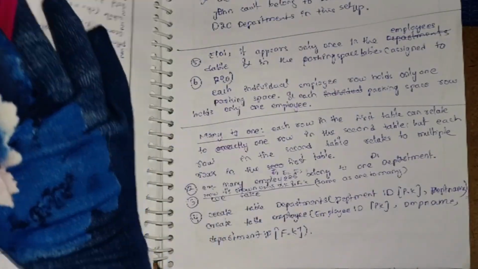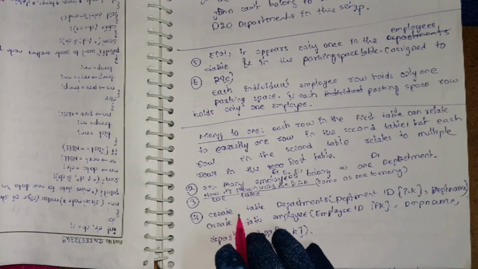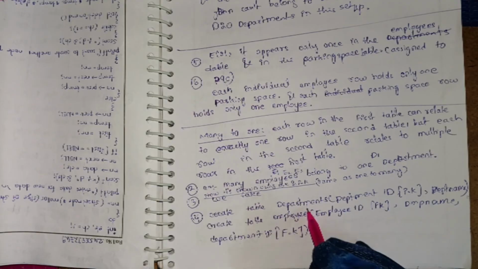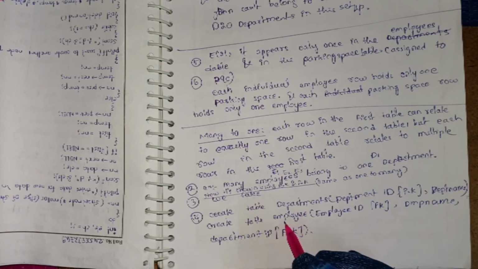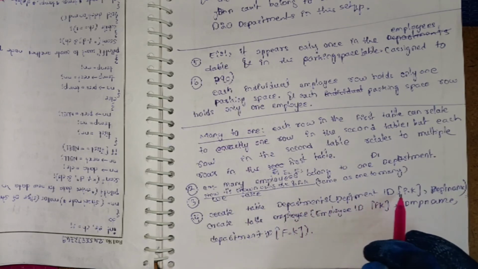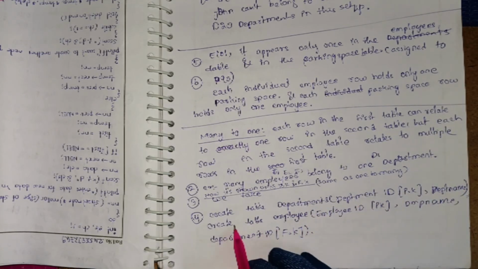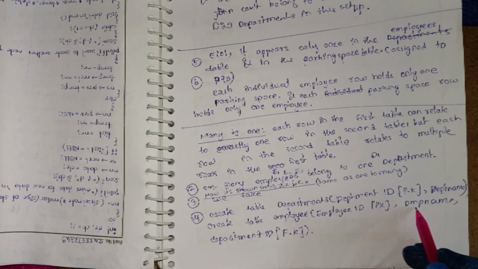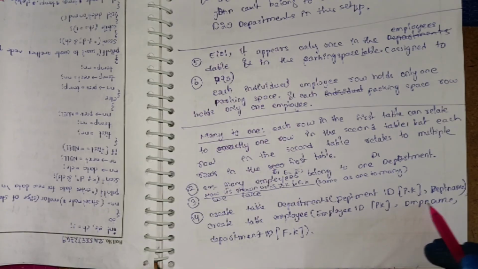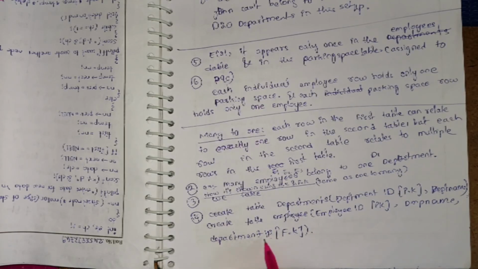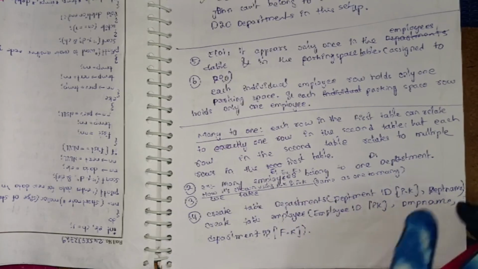So creating table, department table. Here we are first taking the department table and next we are taking the employee table. Create the table departments. Column names are department ID, primary key, department name, and create table employees, employee ID, primary key, and employee name, department ID foreign key. So here department ID and department ID, both columns' values will be same in the two tables.